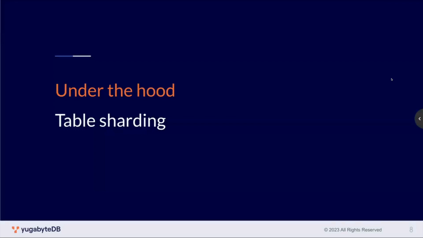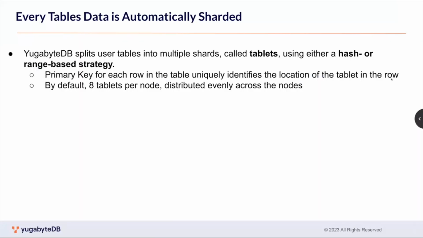So now I want to talk a bit about table sharding. Yugabyte is a distributed system, and for that, we shard tables. Every table in Yugabyte is automatically sharded. YugabyteDB splits those tables into multiple shards. In Yugabyte, we call shards tablets, so that's why I'm going to use tablets from now on.